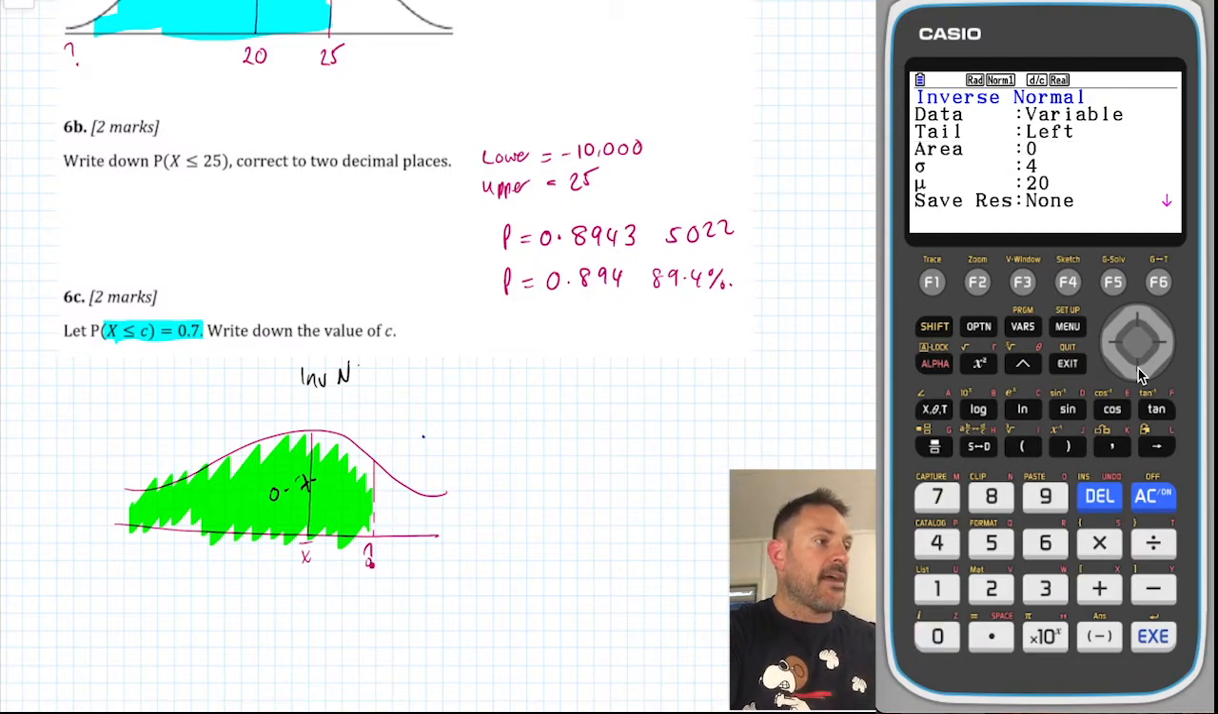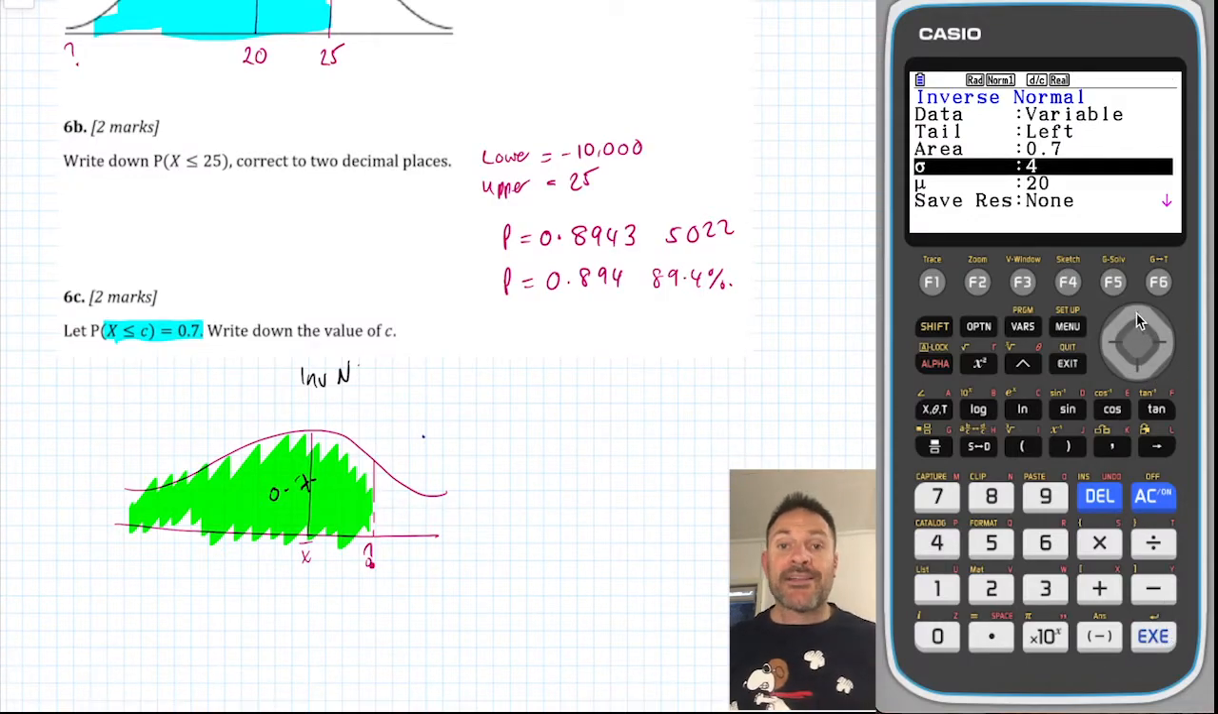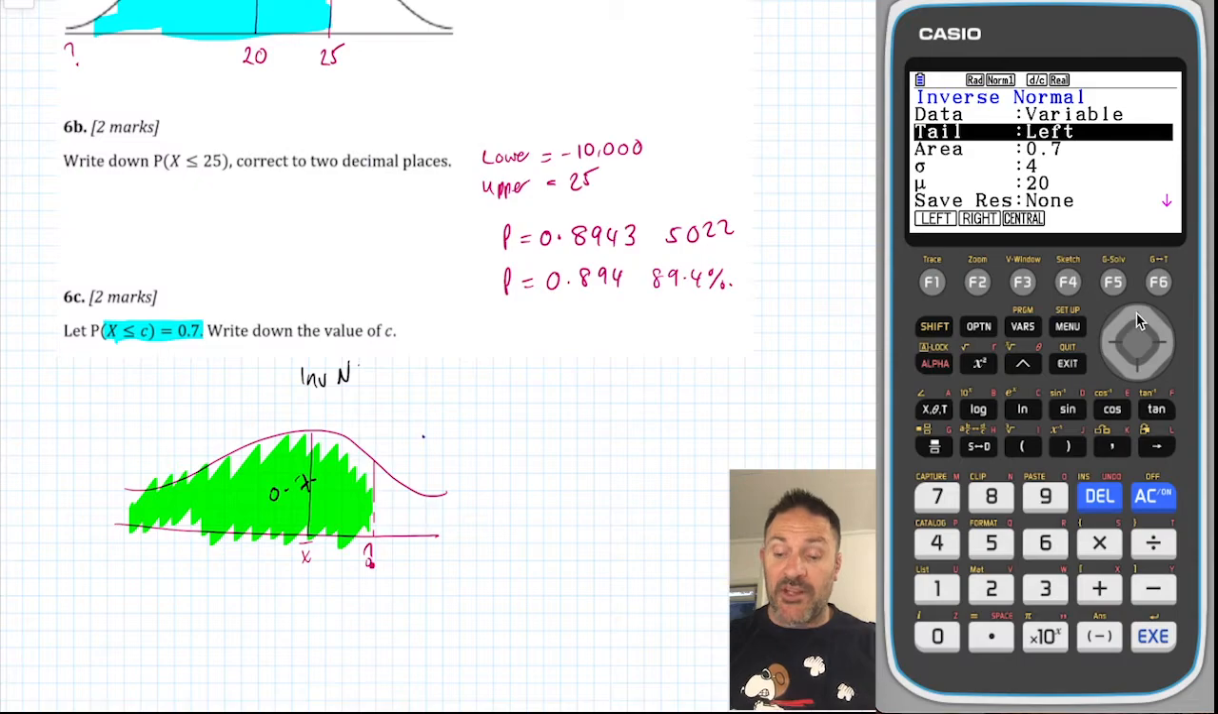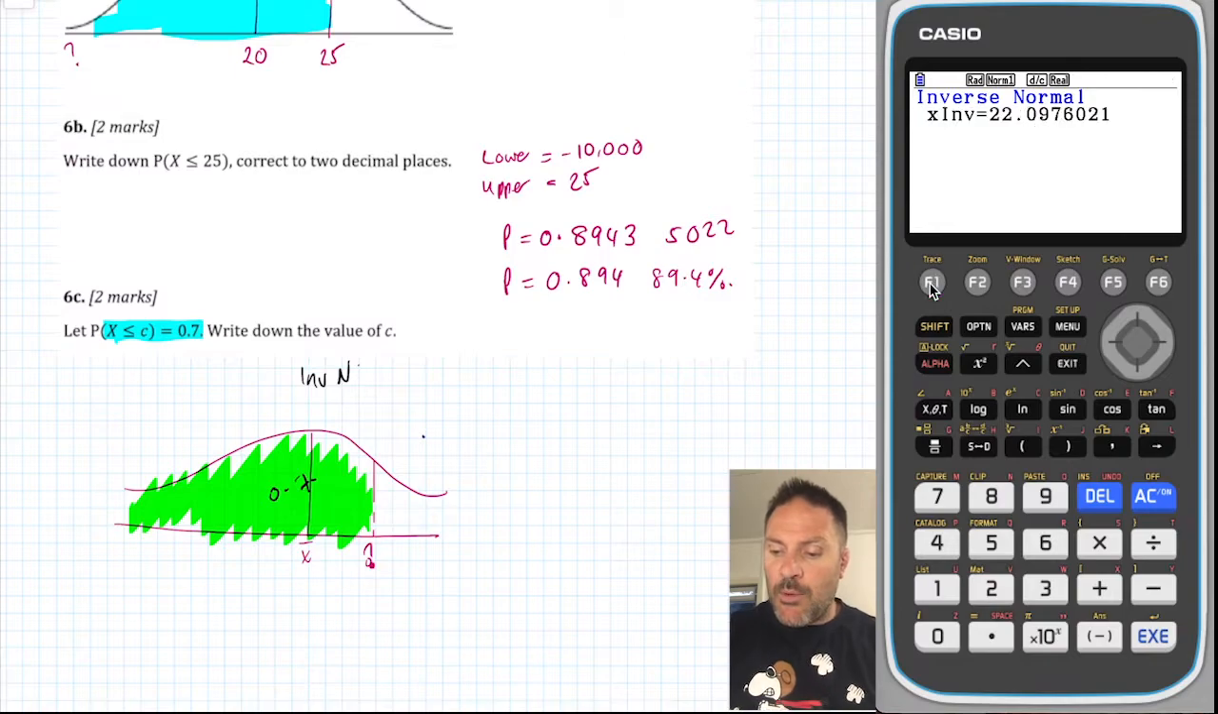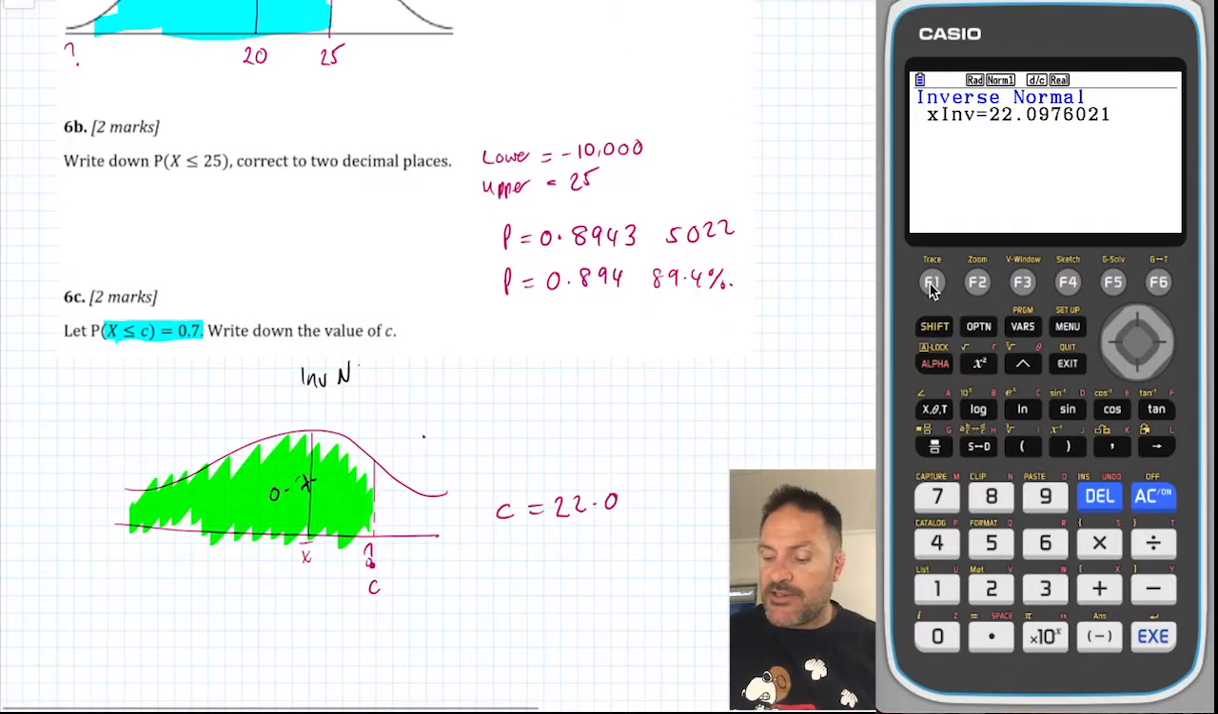So I'm going to whack that in there. I'm going to go back up to make sure that my tail is on the left-hand side, because you can see where I've shaded this in green. That's the left-hand side of my graph. My standard deviation and mean is already there from the previous question. So all I have to do now is press execute, and we now get this answer. It says C, so let's put C there. C equals 22.0976021. C equals 22.1 to 3 significant figures.